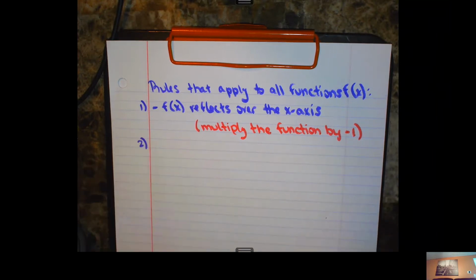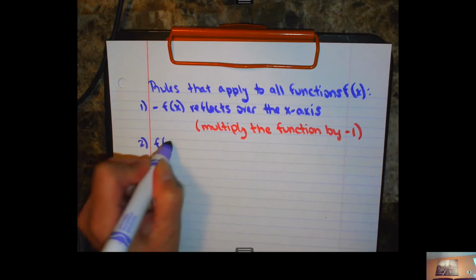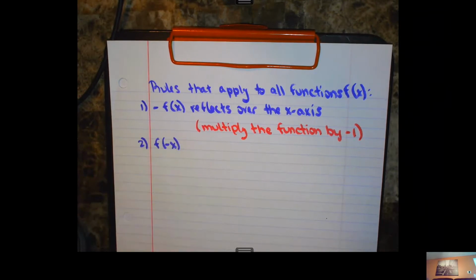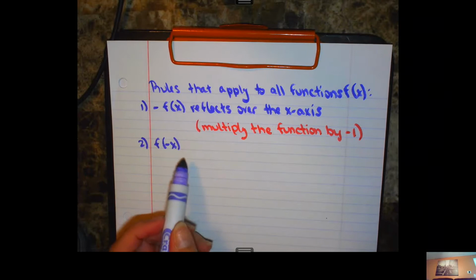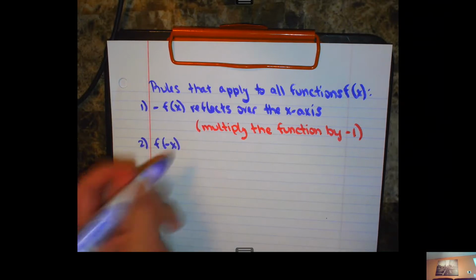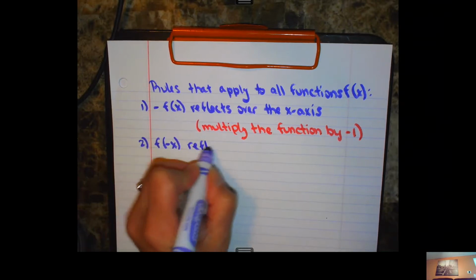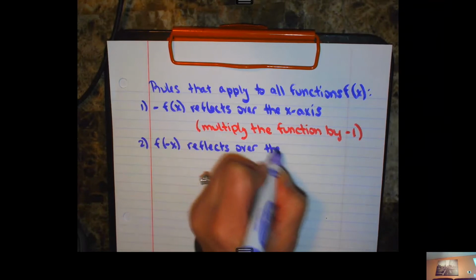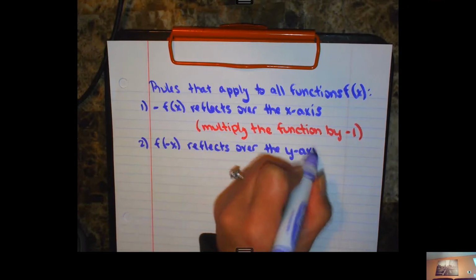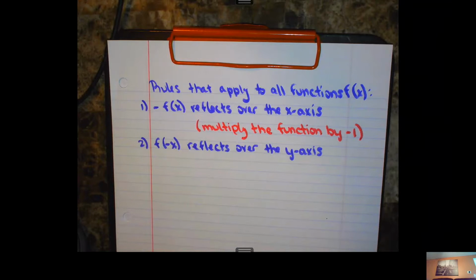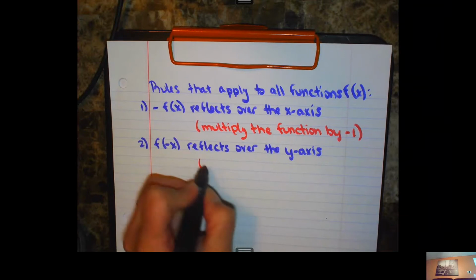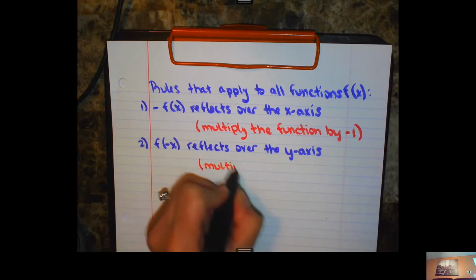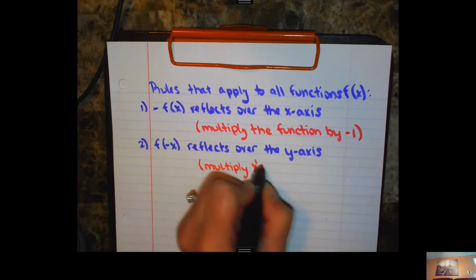Our second rule, if we have f of negative x, that means we are changing the x's. If you think about it, if we change the x values, it's going to flip over the y-axis. So can you write reflects over the y-axis. So that means you're making all the x's opposites. Well, what do we do with that? We're going to multiply all the x's by negative 1. So can you write in parentheses, multiply x's by negative 1.